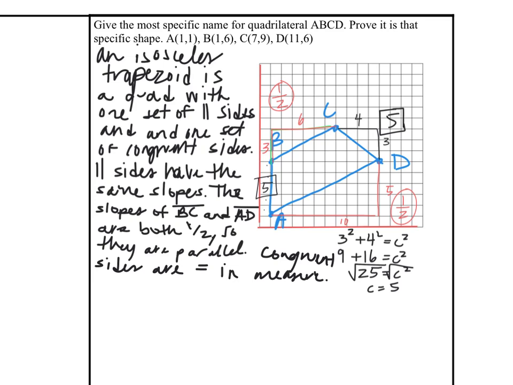The side lengths of AB and DC are both 5. So what do you know about them? They are congruent.